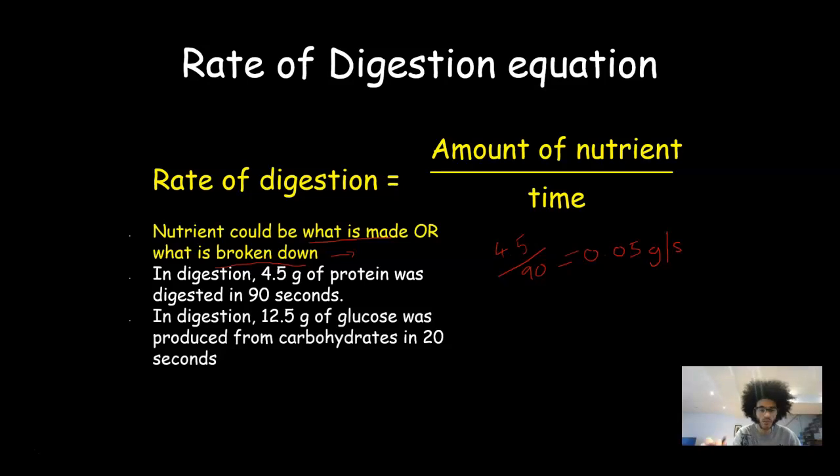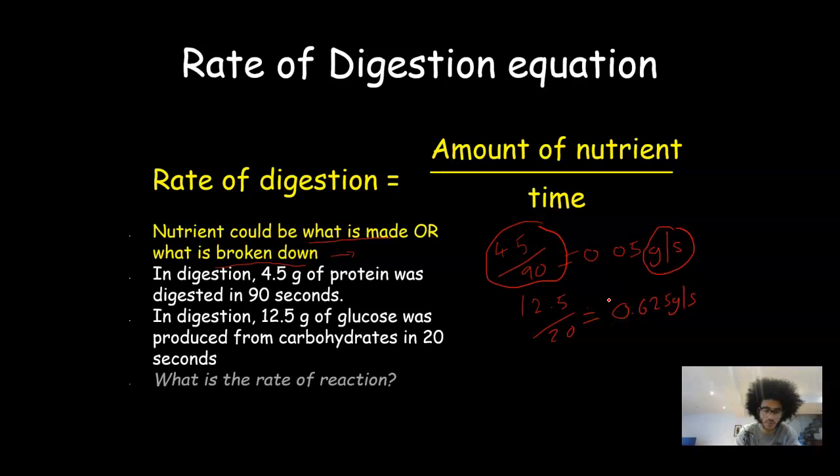Another problem would be, let's say you've got 12.5 grams of glucose produced in 20 seconds. That would be 12.5 divided by 20, which would give you 0.625. Again, it's grams per second. A couple of things about these calculations. Number one, always show your working, as you can see I've done here. I show it out in full just in case I make a mistake in the calculation part, and then always show your units. As long as you've got those two bits, you're good to go.